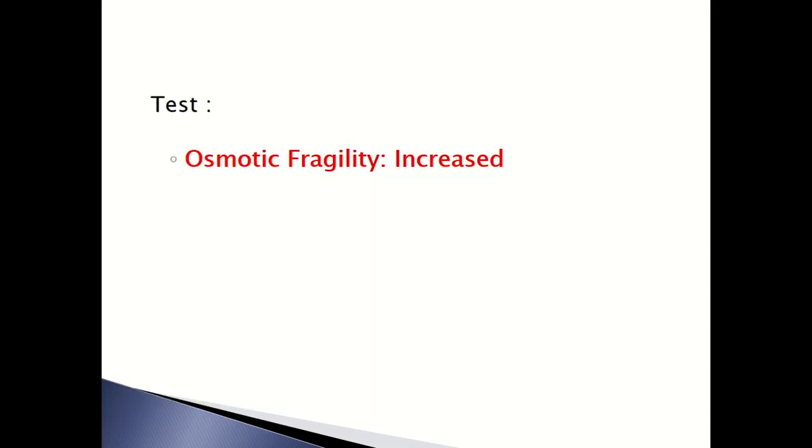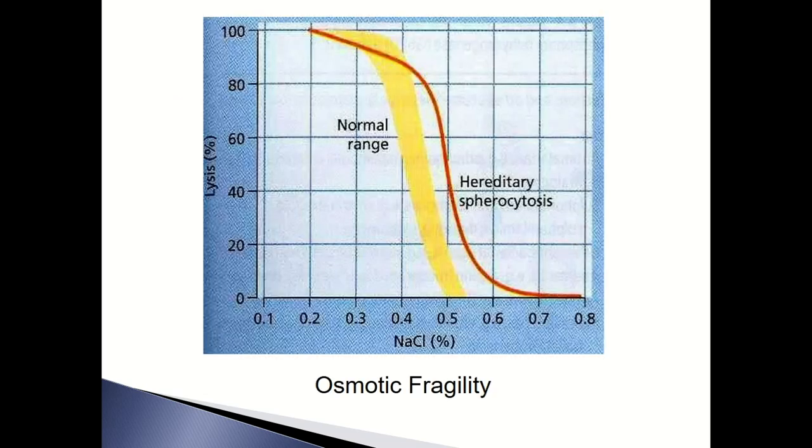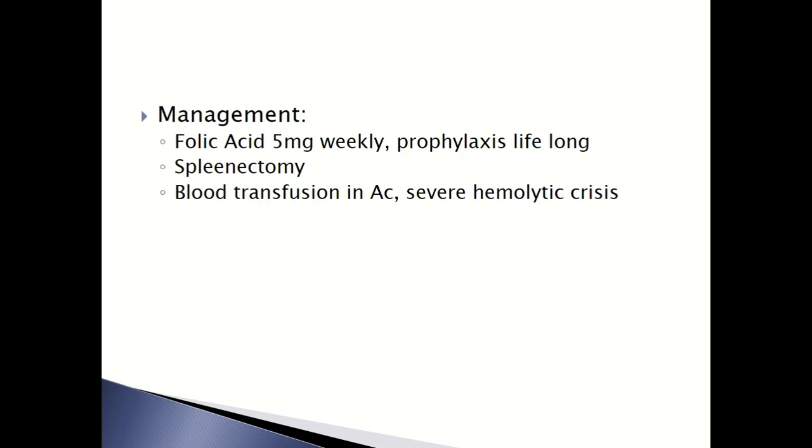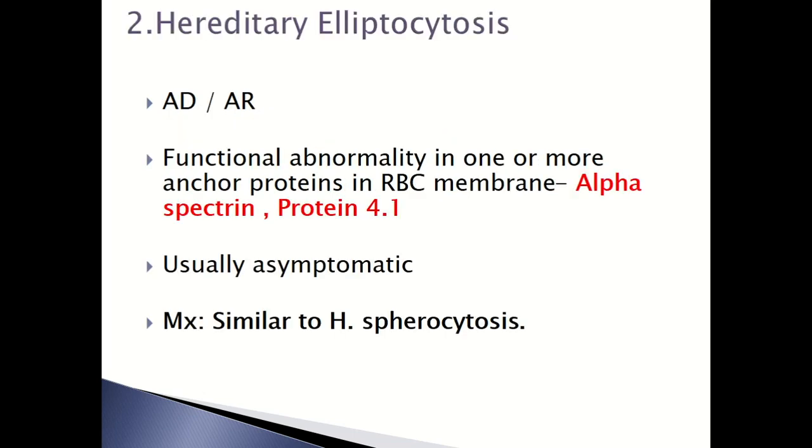Osmotic fragility is the diagnostic test that gets increased in case of hereditary spherocytosis. You can see there is a shift of the curve. This is the normal curve and this is the curve of hereditary spherocytosis, a shift to the left. RBCs become osmotically fragile. Treatment again: blood transfusion in case of severe crisis, otherwise splenectomy, or we can give folic acid as a prophylactic.